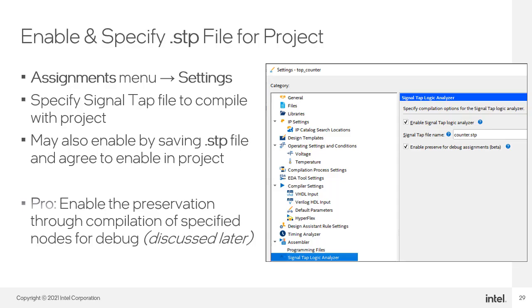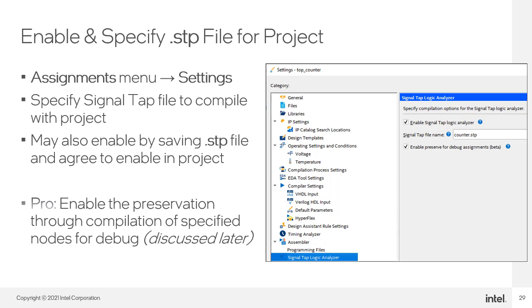When a .stp file is first saved, it is automatically enabled in the currently open project. To enable or disable a SignalTap file for a project, go to the SignalTap Logic Analyzer settings in the Settings dialog box found in the Assignments menu of the Intel Quartus Prime software. Disabling SignalTap is a quick way to remove all SignalTap instances from a design, though you will need to recompile the project to completely remove them. If you have multiple .stp files, you can change which file to use with the current project.